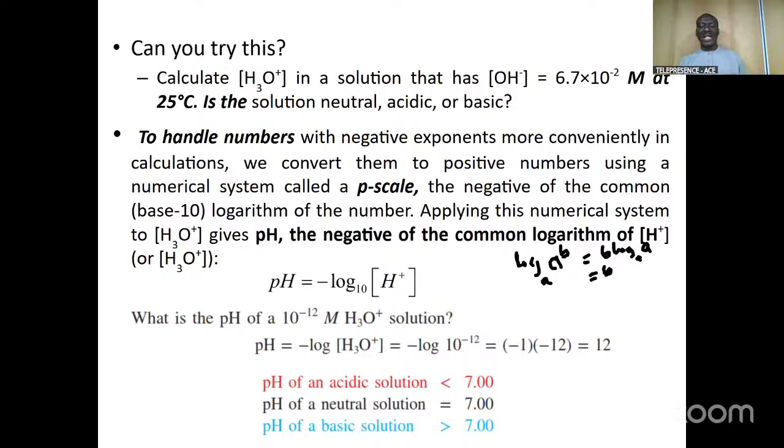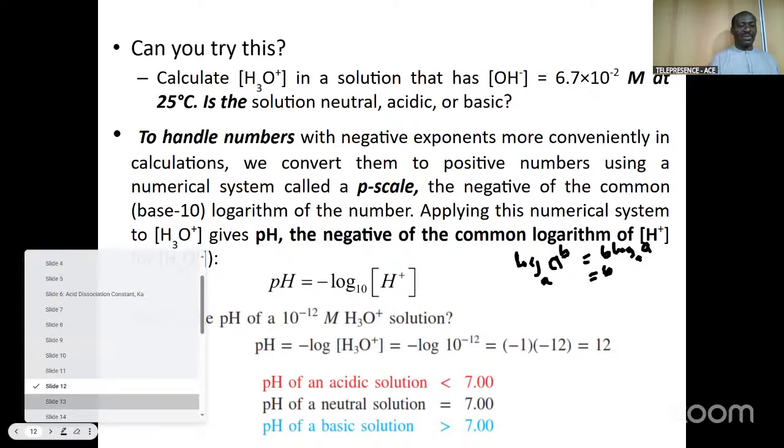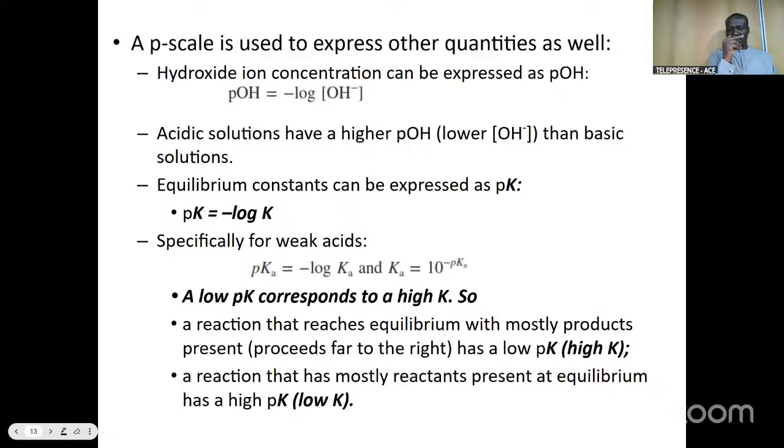Okay. And as we have discussed this, I don't have to waste my time on that. For an acidic solution, the pH must be less than 7. For a neutral solution, the pH must be equal to 7. For a basic solution, the pH must be greater than 7. These are familiar terms. So let us make progress. All right. So we can also, of course, use the p-scale to express other quantities as well. We have pOH, we have pK, we have pKa, and so on and so forth. All right. So I think that should be okay.